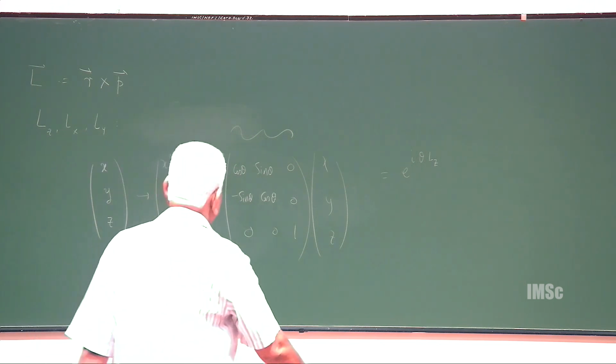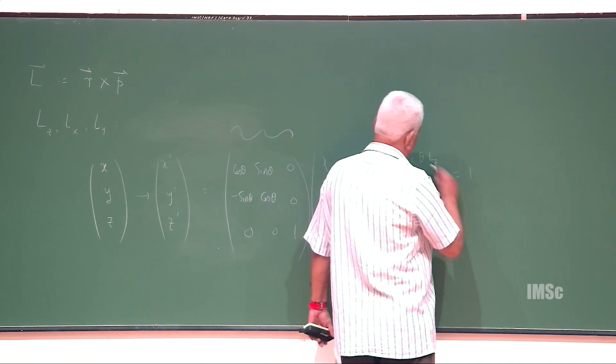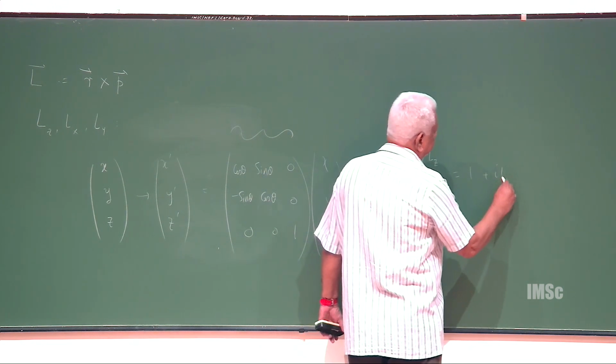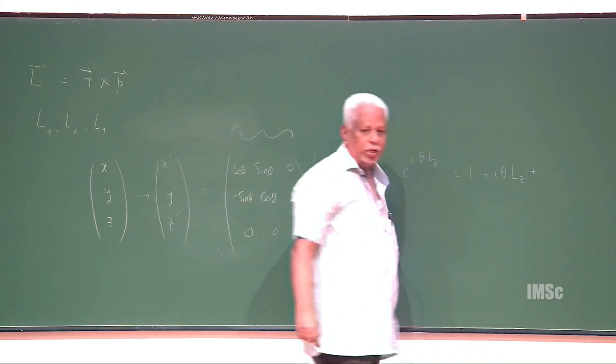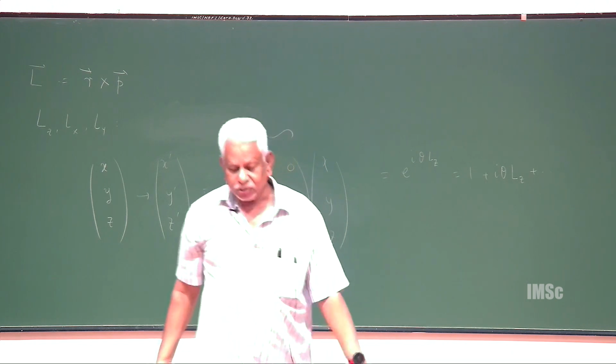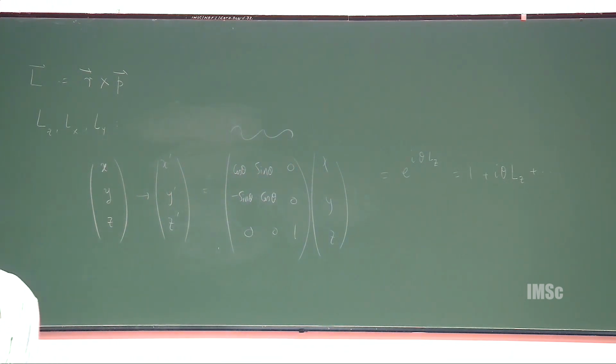So the first term is 1 plus i theta times Lz, and I will put dot dot dots. For small values of theta, I can keep only the leading order. If theta is very small, if theta is 0, nothing happens. If theta is 0, x prime y, there is no rotation, you go back.